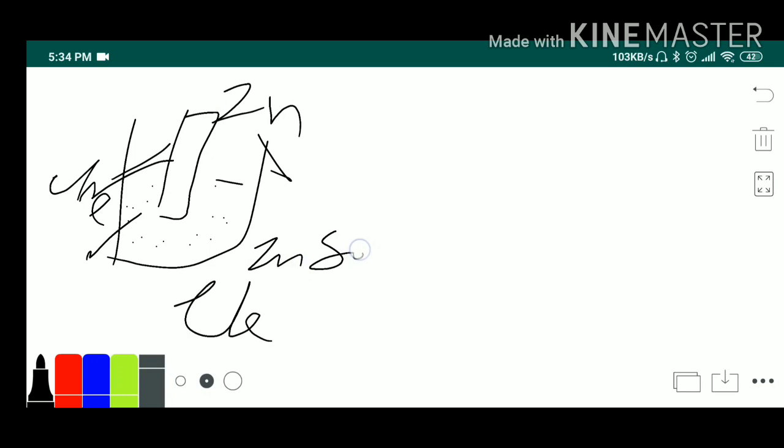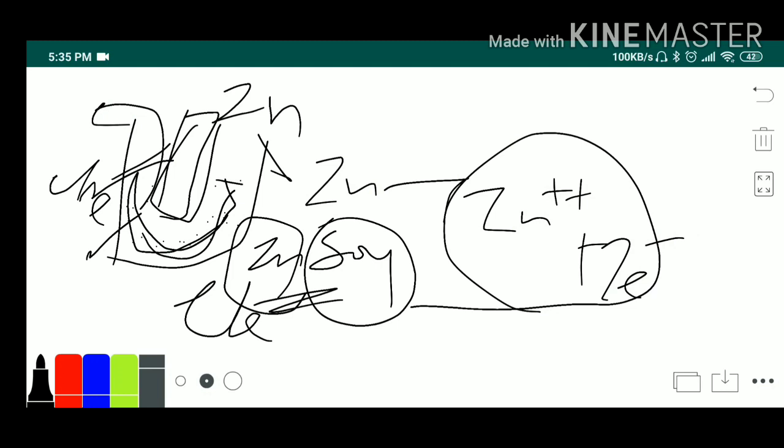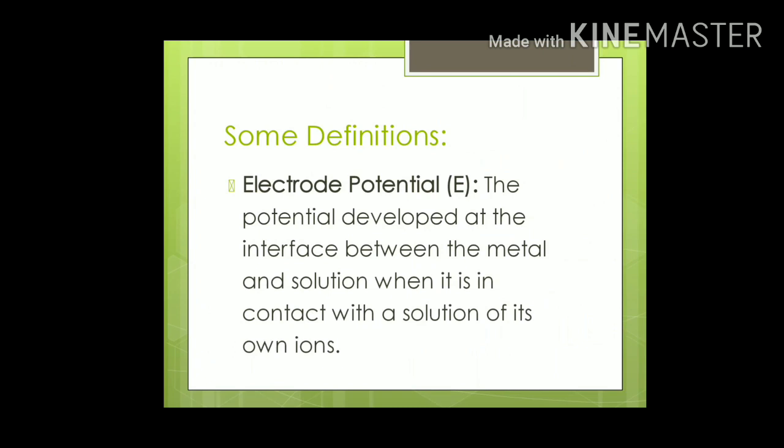When zinc is dipped in zinc sulfate solution, oxidation occurs, and during that process zinc gives Zn2+ plus two electrons. In this process, potential is developed, meaning voltage is developed, and that is called electrode potential E. It is the potential developed at the interface between the metal and solution when it is in contact with the solution of its own ion. That is very important. That's why zinc is dipped in zinc sulfate solution, which gives some potential, that is electrode potential.